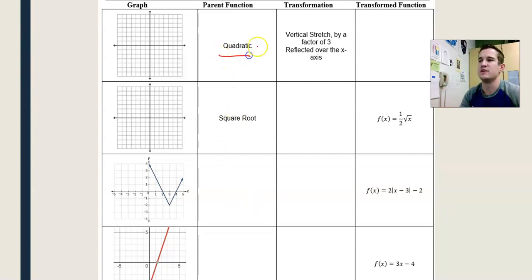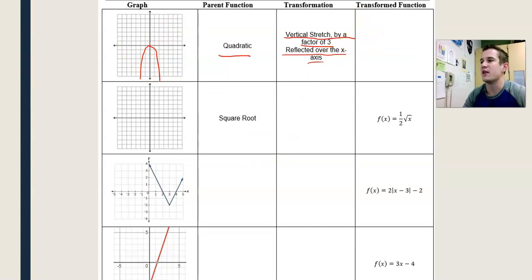So this first row, this is a quadratic function with a vertical stretch by a factor of 3 and reflected over the x-axis. So for example, this might be my parent function, quadratic function. If I have a vertical stretch by a factor of 3, it's going to get skinny. I'm going to stretch it out. Then if I reflect it over the x-axis, it's going to be that same skinny quadratic graph, but reflected over the x-axis. So ignore these, that's what my graph might look pretty close to.